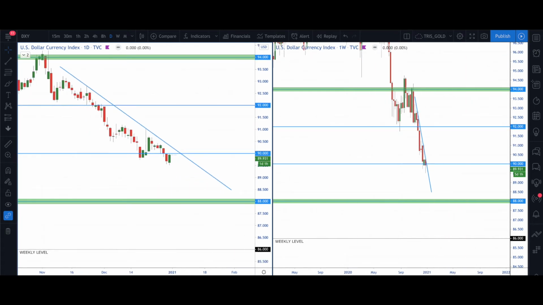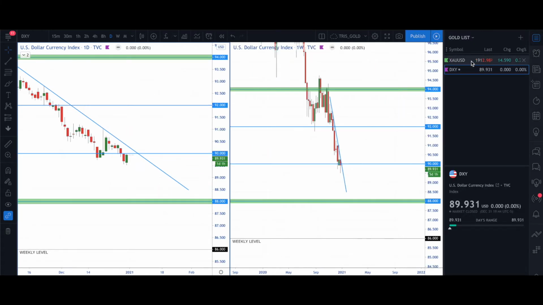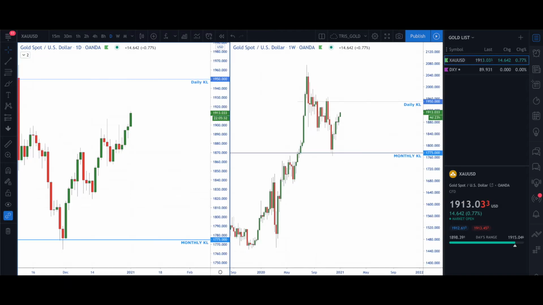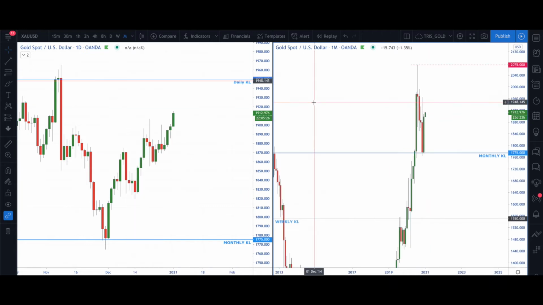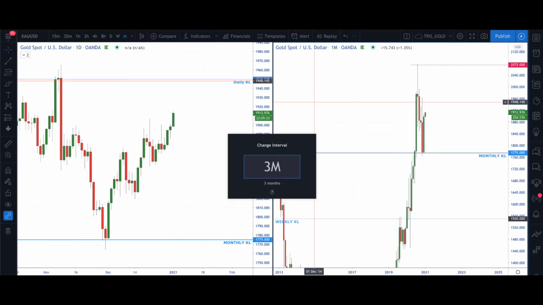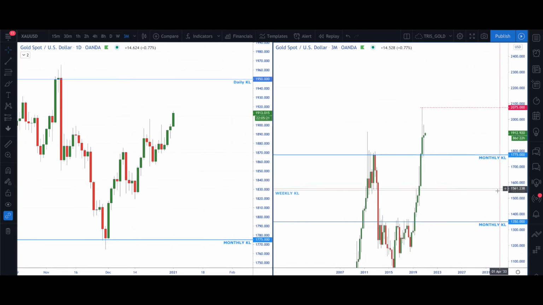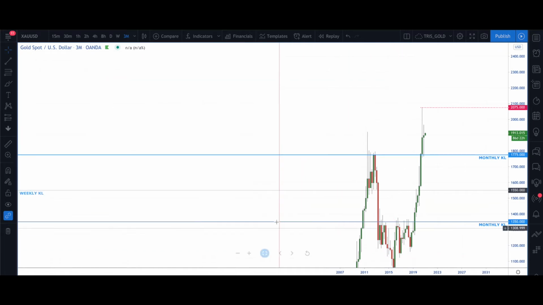So the next up, I want to have a look at gold. So let's have a look at gold. So we'll start on the monthly chart again at 3 months. Just type in 3M on the right, and let's expand that one out.